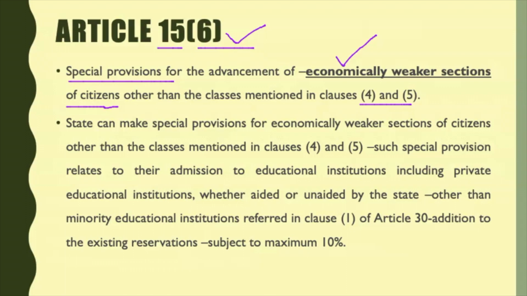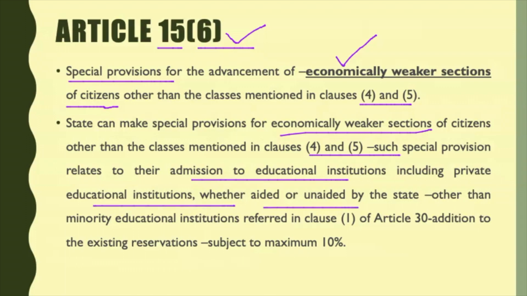Another aspect of clause 6 states that the state can make special provision for economically weaker sections of citizens other than classes mentioned in clause 4 and 5, insofar as such special provision relates to their admission to educational institutions including private educational institutions whether aided or unaided by the state, other than the minority educational institutions referred to in clause 1 of article 30, in addition to the existing reservations, subject to a maximum of 10%.